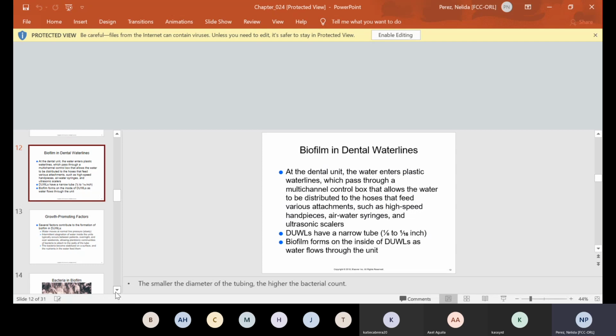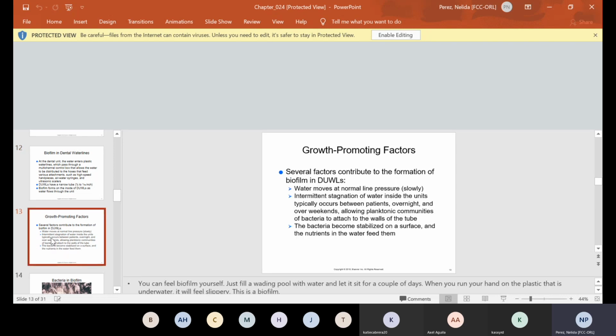Now, the biofilm in dental water lines. At the dental unit, the water enters plastic water lines, which pass through a multi-channel control box that allows the water to be distributed to the hoses that feed various attachments, such as our high-speed handpiece, air water syringe, and ultrasonic scalers. The DUWLs have a narrow tube, and biofilm forms on the inside of the DUWLs as water flows through the unit. Then, growth promoting factors. There are several factors that contribute to the formation of biofilm in DUWLs. Water moves at a normal line pressure, which means slowly.